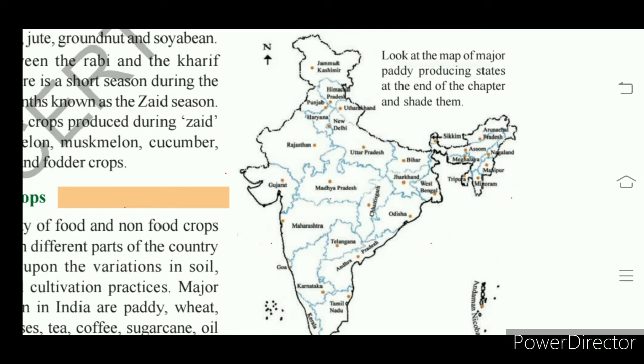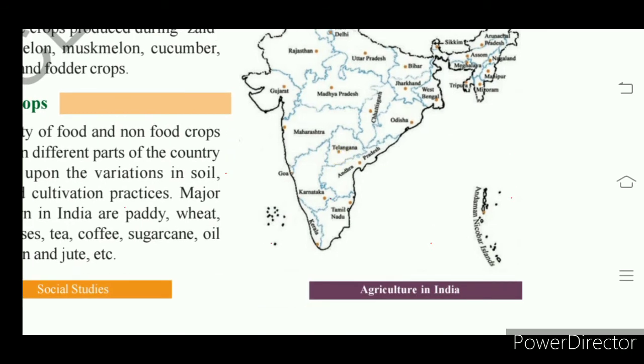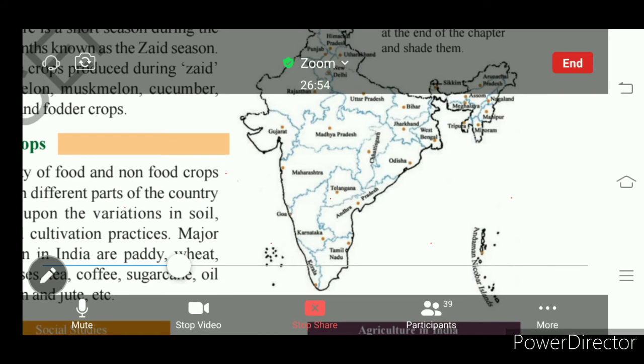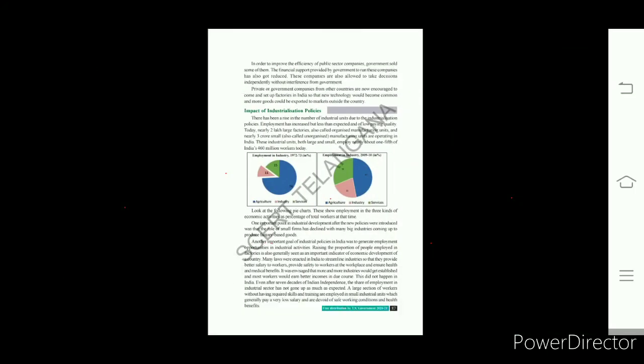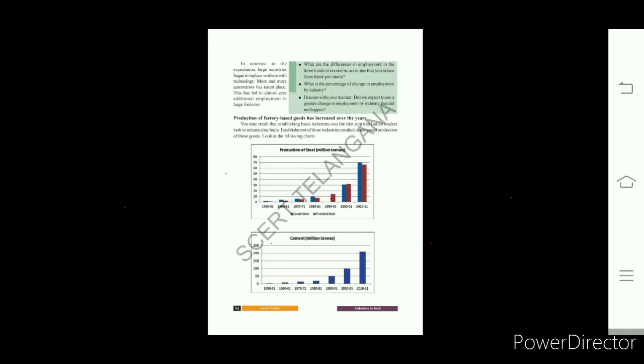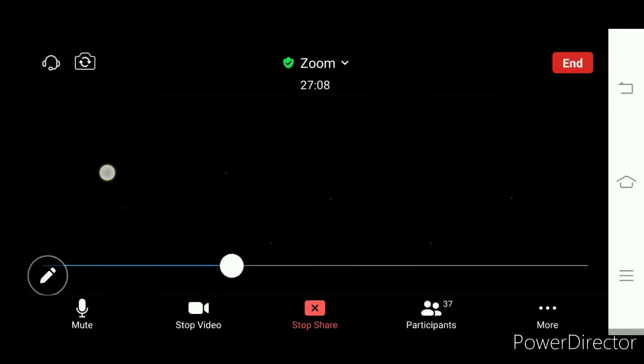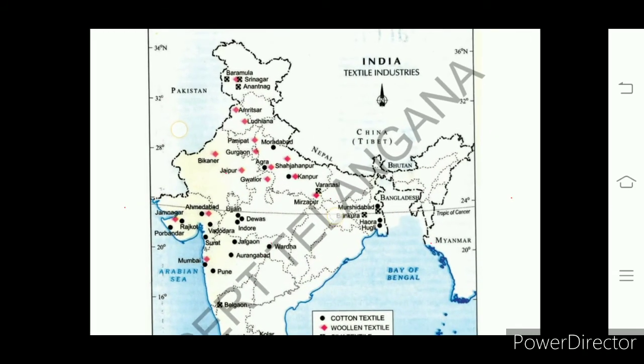So what will be asked here? Under map reading you will be asked what is shown in the map. Then you should write that it is paddy producing states in our India, right? Then you may be asked to give one or two state names where paddy is produced. In that way map reading will be presented. So this is another way of asking questions under the fifth academic standard, mapping skills. A map may be given to you and you are asked to read the map and answer the questions.